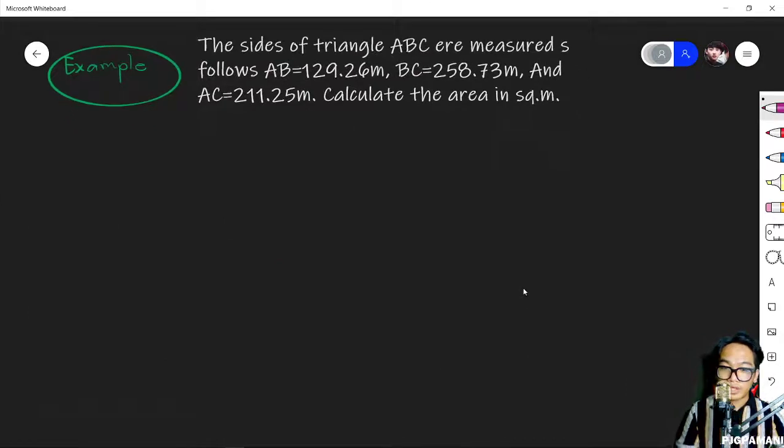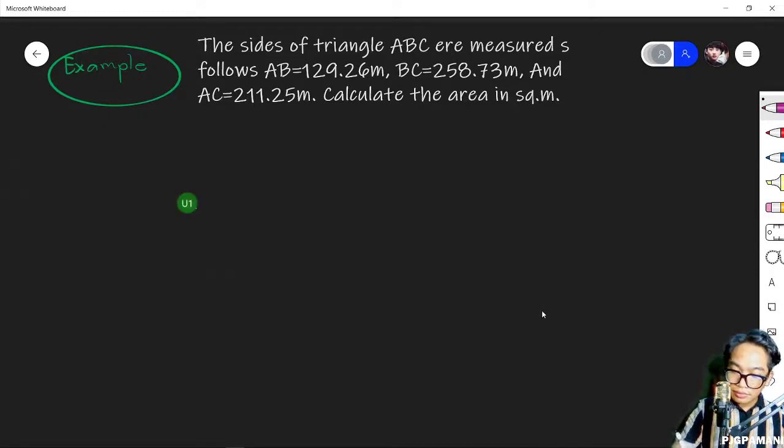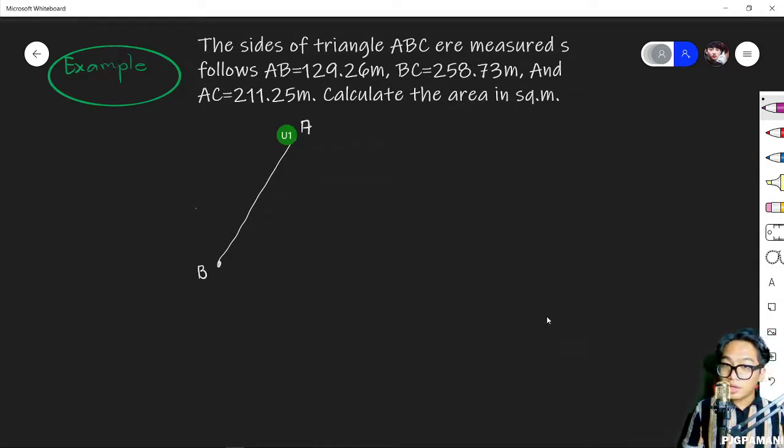Let us draw first our triangle. Line AB, that is line AB, 129.26 meters. Don't worry about the angle, it is not specified in the problem. Later on, we will have an example that involves bearings and azimuths or the course length of a line.